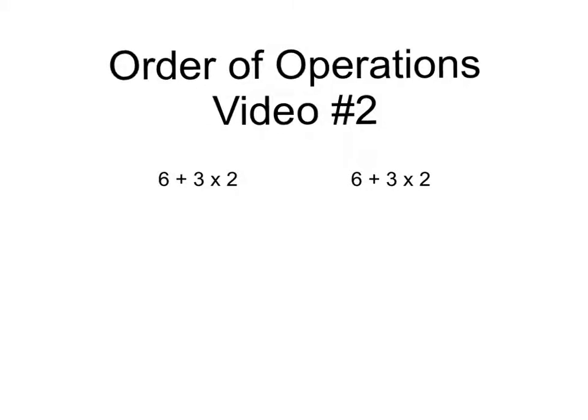At the beginning of the first video in this module, video number 1, I had given you this particular problem, and I had said some people might do the problem one way and other people might do the problem another way. I had said that in 6 plus 3 times 2, some people might end up doing 6 plus 3 first, get 9, and then 9 times 2 and get 18. Whereas some other people might do the 3 times 2 first and get 6, and then add the 6 and get 12 for an answer.